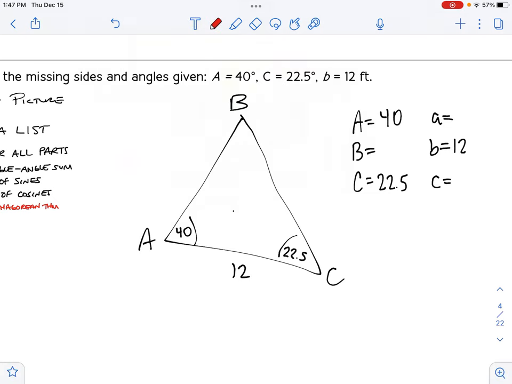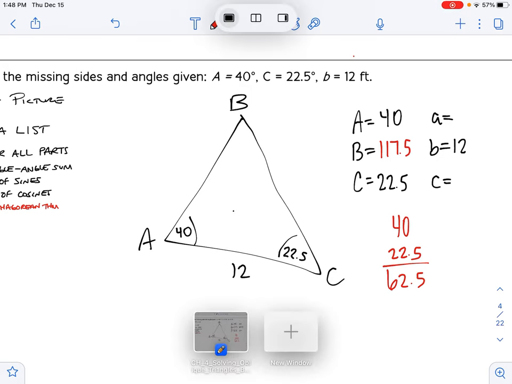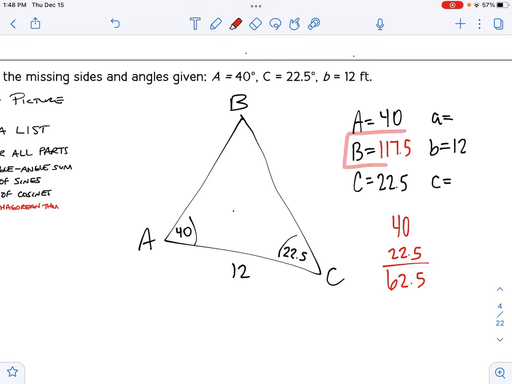However, what I can do is use the two angles that I do know to find my missing angle. So I would add 40 and 22.5 to get 62.5, and then I would subtract that away from 180. And it looks like that's going to give me 117.5 degrees. Now that I have my angle-side pair, which would be the angle B and side b, right here, I can now set up my law of sines.